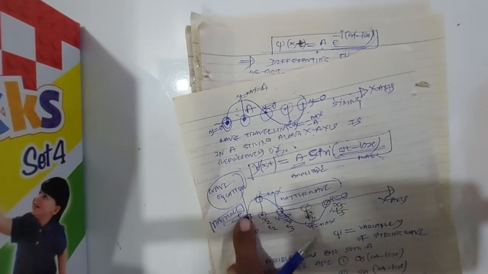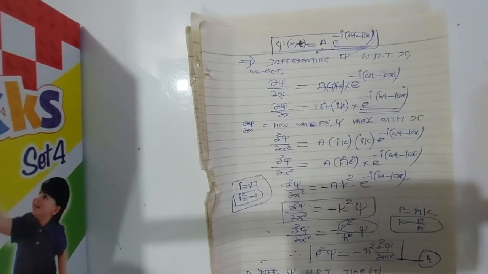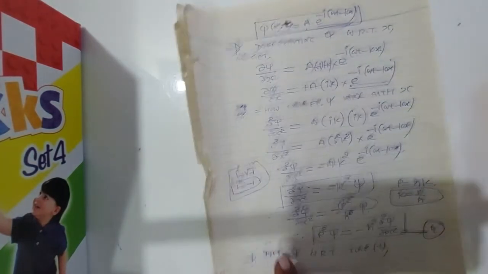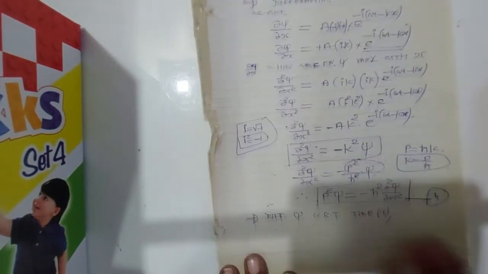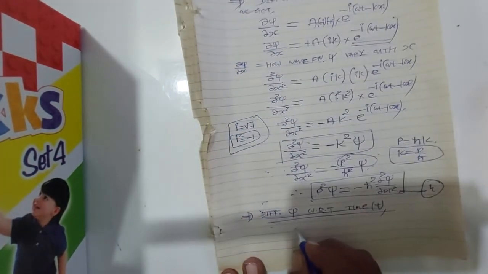At time t1, the wave function is 0. At time t2, it is maximum. At time t3, it is 0. So the wave function is changing with time t. So let us take the derivative of the wave function psi with respect to time t. We get d psi by dt.